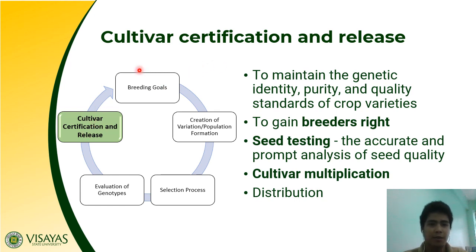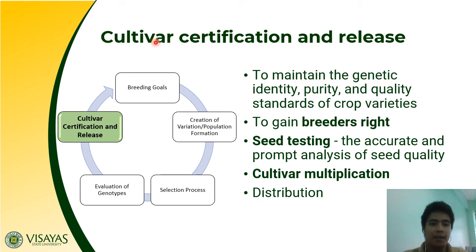So the last step is cultivar certification and release. This is to maintain the genetic identity, purity, and quality standards of crop varieties. This is essential because here you can gain breeders' rights, you can gain authority over your developed variety. You'll be protected from illegal distribution and multiplication of your variety. And also, if you have breeders' rights, you have the right and you have the royalty if ever. So you will earn here protection and of course you will earn from your developed variety.